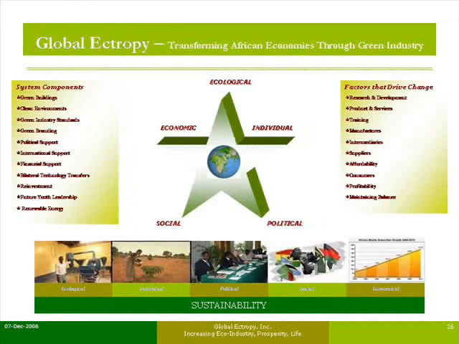To summarize the process, we again see the 5 points of the star, ecological being the driving factor with social and political at the base, followed by individual and economic. On the left, you see system components. On the right, you see factors that drive change. On the bottom, you see sustainability of all key points. We hope this has now tied all concepts together for you.